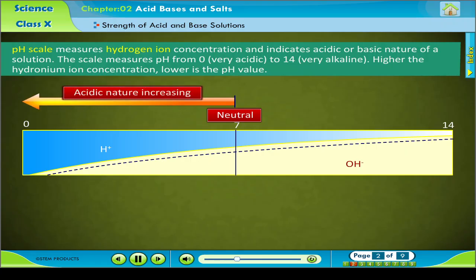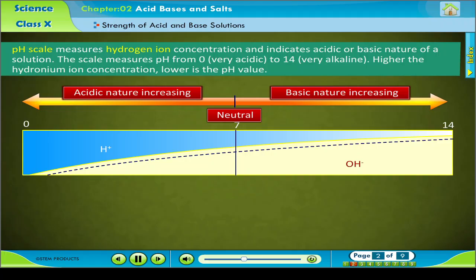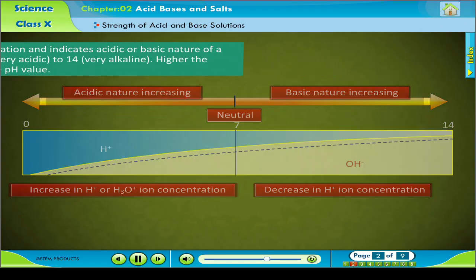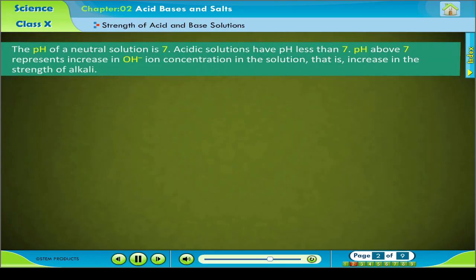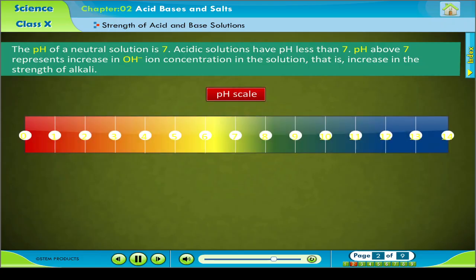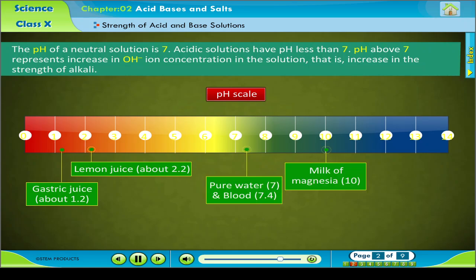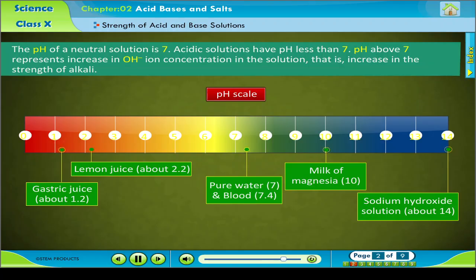The scale measures pH from 0, very acidic, to 14, very alkaline. The higher the hydronium ion concentration, the lower is the pH value. Acidic nature increasing. Basic nature increasing. Increase in H+ or H3O+ ion concentration. Decrease in H+ ion concentration. The pH of a neutral solution is 7. Acidic solutions have pH less than 7. pH above 7 represents an increase in OH- ion concentration in the solution, that is, an increase in the strength of alkali.